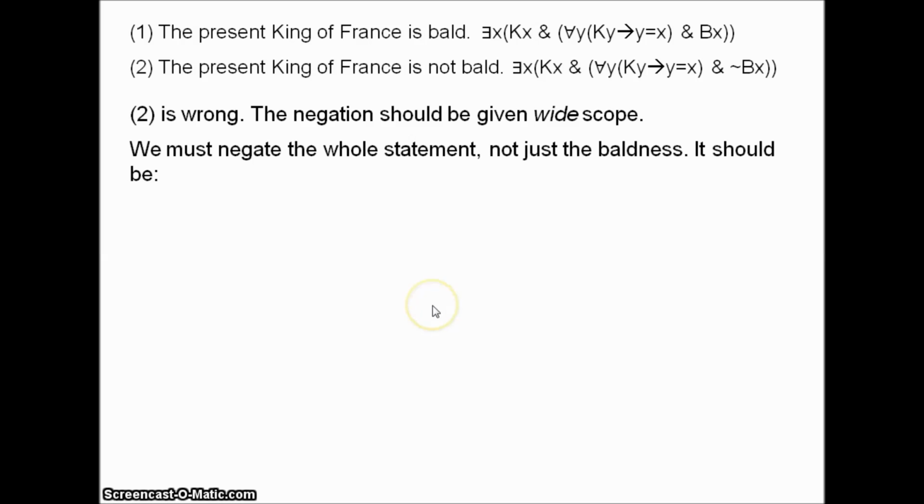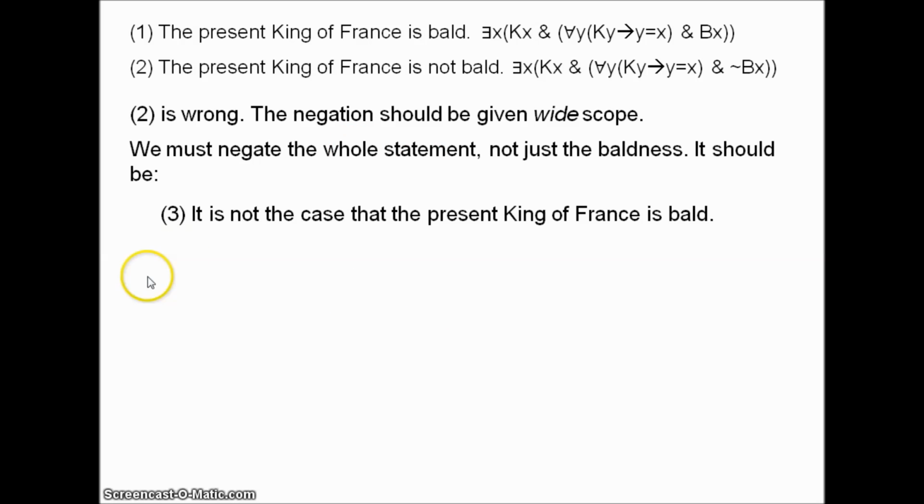So we should say "it is not the case that the present King of France is bald", which has this translation here. As you can see, the negation occurs at the start of the formula. So in this case it has wide scope. Here the negation is negating the whole formula, whereas in this case it's negating only the part about baldness. The difference between 2 and 3 should be obvious.